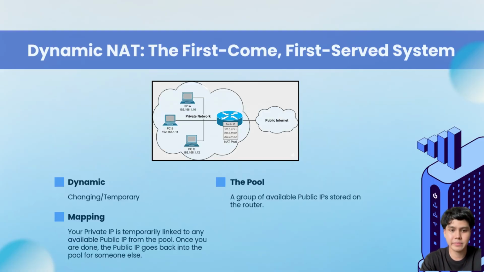The way to think of dynamic NAT is that it is a first come, first served system. Unlike static NAT, where a device has a reserved public IP address, in dynamic NAT we have a pool. This pool is basically a group of available public IPs that are stored on the router.